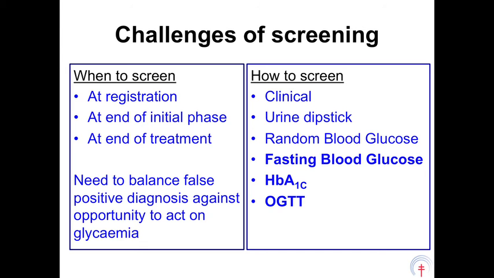A glycated hemoglobin, or an oral glucose tolerance test. Now, as you move from top to bottom, those tests become a lot more specific and a lot more sensitive. But as you move from top to bottom, they become more cumbersome to do in the routine situation, and they become more expensive, particularly a glycated hemoglobin. So somewhere you have to find the right balance for routine health services, routine program implementation.